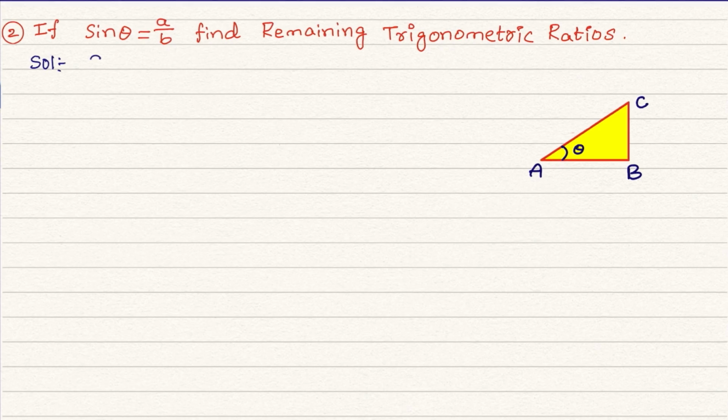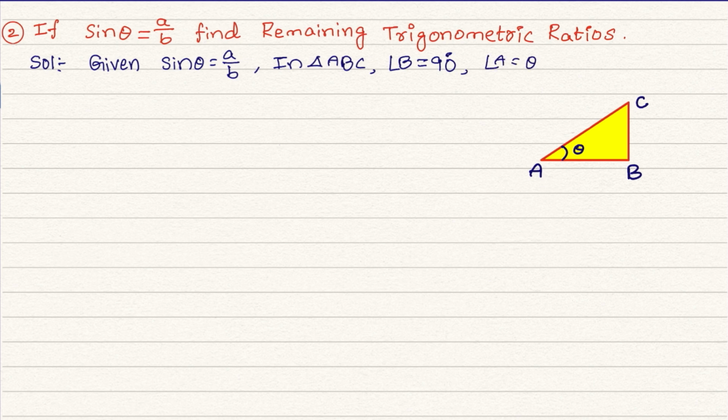Here also first we write the given information, that given sin theta is equal to a by b. Now after that we take triangle ABC, that is in triangle ABC we take angle B equal to 90 degrees and we also take angle A equal to theta. Then we write what is sin theta in triangle ABC.